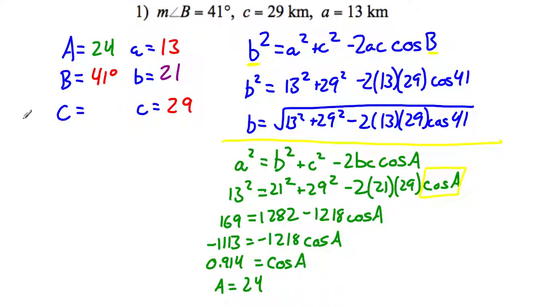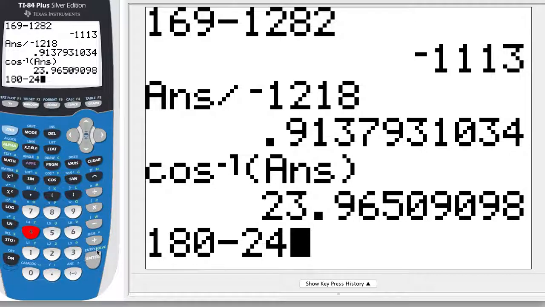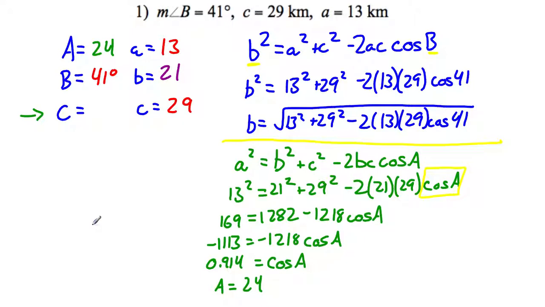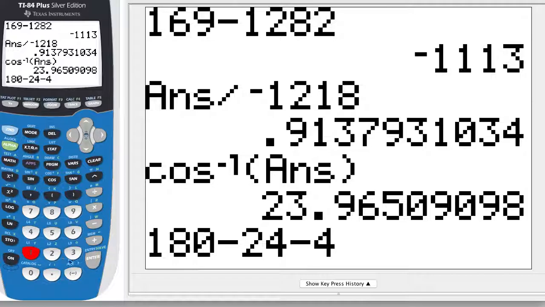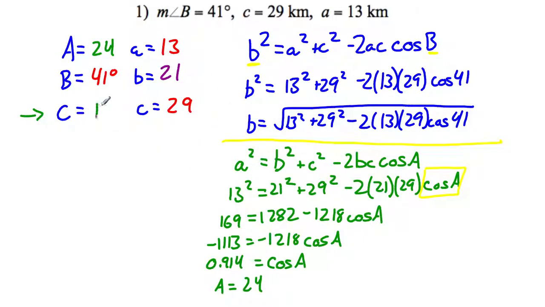To find angle C now, all I have to do is subtract the angles I already have. So 180 minus 24 minus angle B, which is 41. So if this is a triangle, angle C must be 115 degrees. And that's my completed triangle.